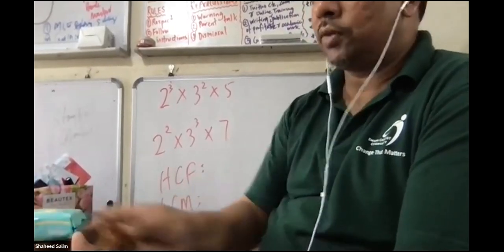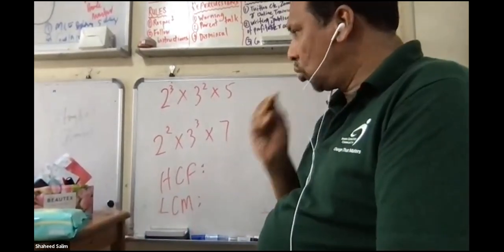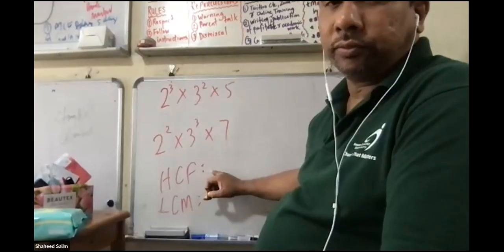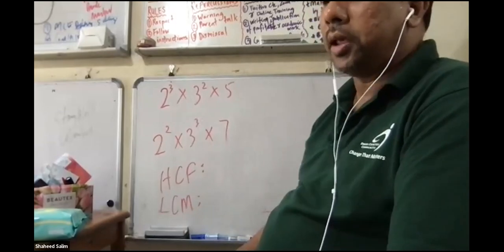You got the answer? What's your answer for HCF? 2 to the power of 2 times 3 to the power of 2 times 5. Yes, HCF, is it? Okay, LCM? 2 to the power of 3 times 3 to the power of 3 times 7. We wait for the rest.